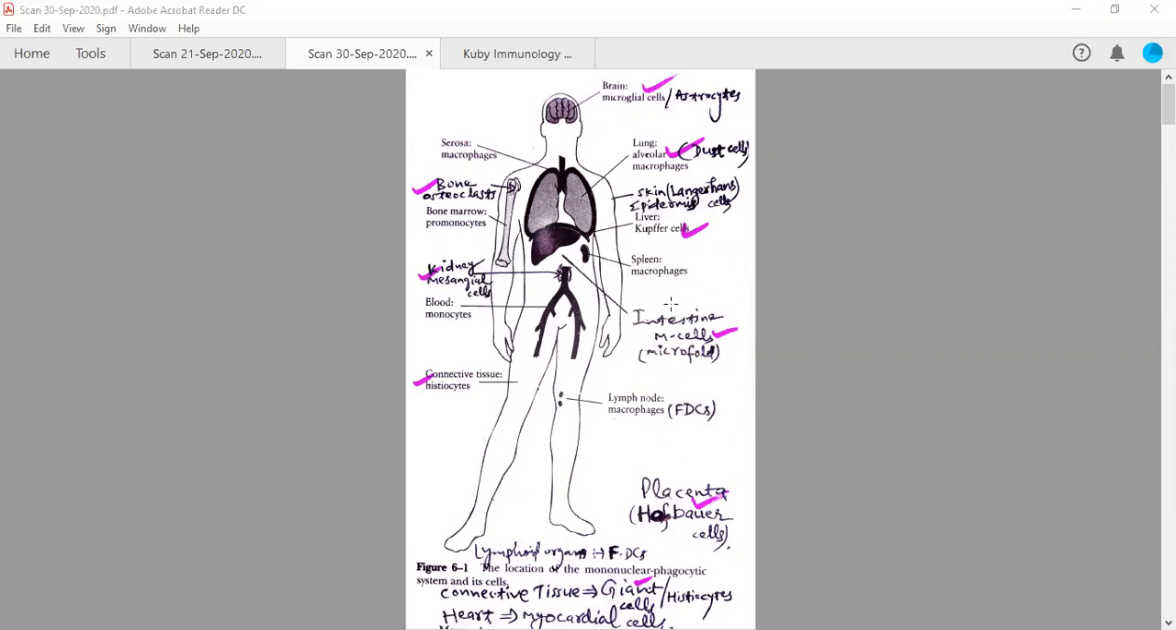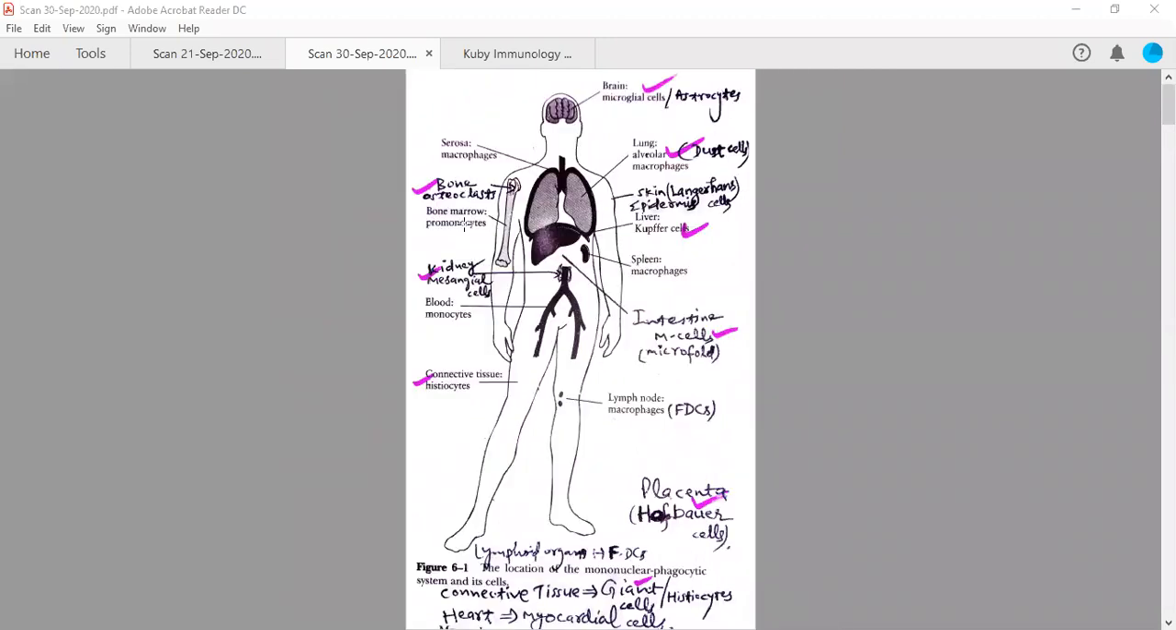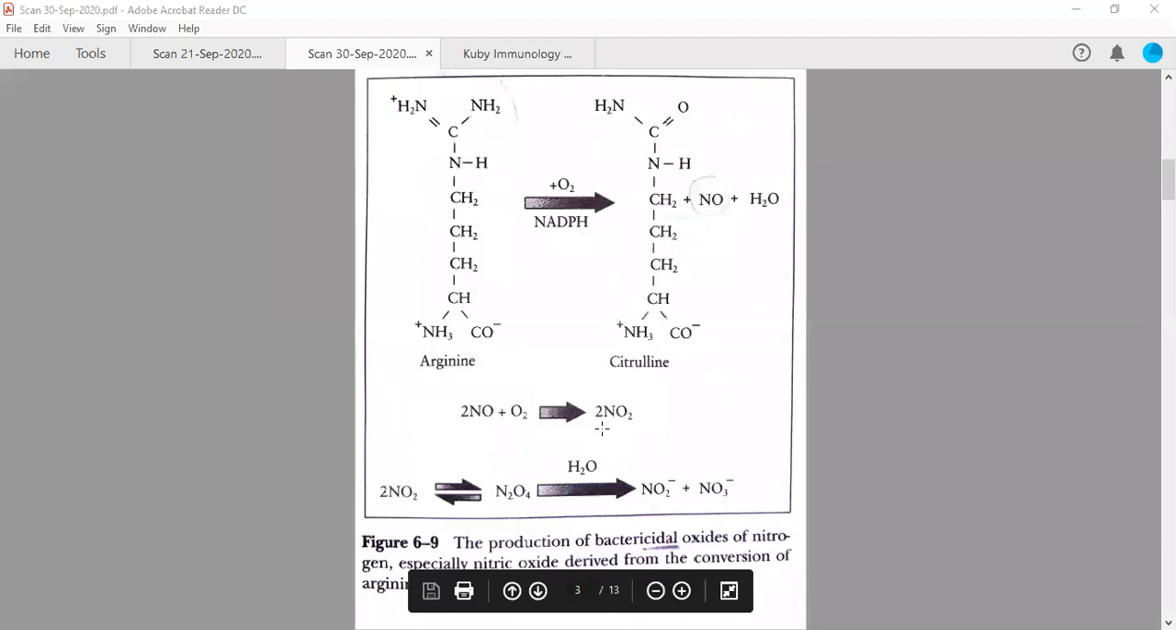Then there is the intestine, where we have M cells or microfold cells. They are specialized macrophages in the intestine. In lymph nodes, we have follicular dendritic cells, FDCs, right? In the placenta, we have Hofbauer cells. In connective tissue, there are histiocytes. In the blood, there are monocytes, but in the tissues, they are generally called macrophages. In the kidney, there is the mesangial cell. In the bone, there is the osteoclast. All these things we have already covered. Okay, so in the heart, myocardial cell, for example.